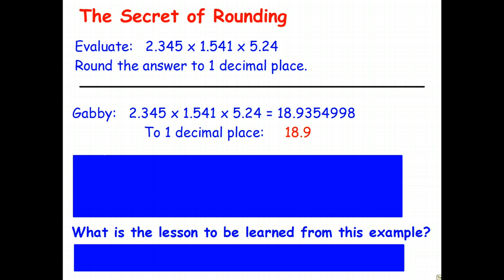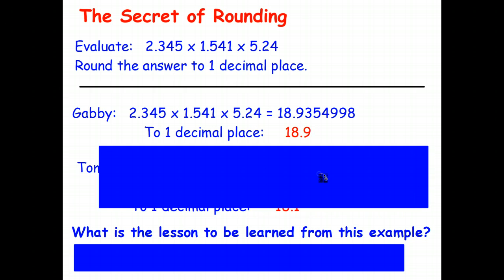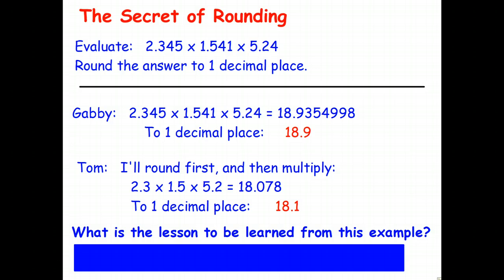So what Gabby does, she just types in the three numbers exactly as they're given, gets that really long answer, and then rounds at the end: 18.9. The number after the 9 is a 3, so that stays as 18.9. So that's Gabby's answer.